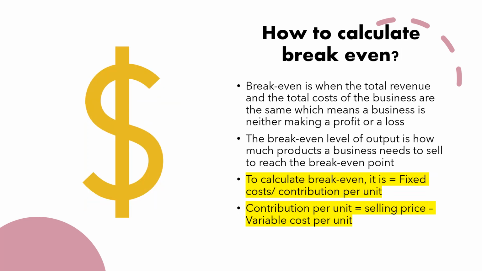How to calculate break-even. So break-even is when the total revenue and the total cost of the business are the same, which means that a business is neither making a profit or a loss. The break-even level of output is how many products a business needs to sell in order to reach a break-even point. So to calculate break-even is going to be fixed cost divided by contribution per unit. And to calculate contribution per unit is going to be selling price minus the variable cost per unit.